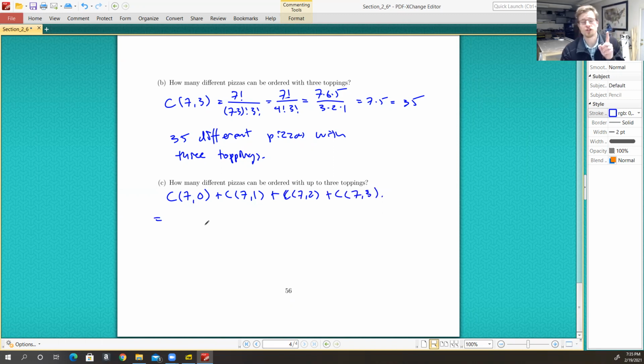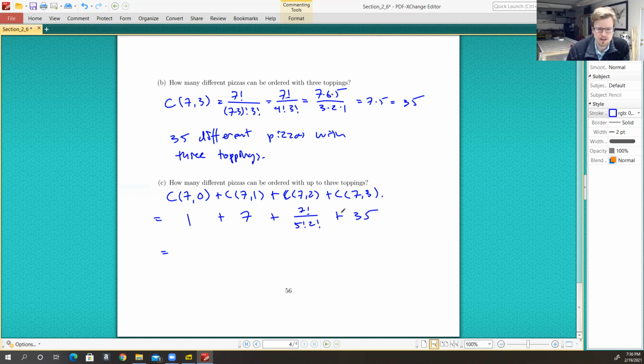Well, there's only one way to choose 0 items, and that's to choose 0 of them. So one way to choose 0 from 7. How many ways can I choose 1 thing from 7? Well, there's 7 ways, right? Any one of the individual toppings. So 7 choose 1 is 7. 7 choose 2 is a little bit more complicated at 7 factorial divided by 5 factorial times 2 factorial. And 7 choose 3 we already calculated to be 35.